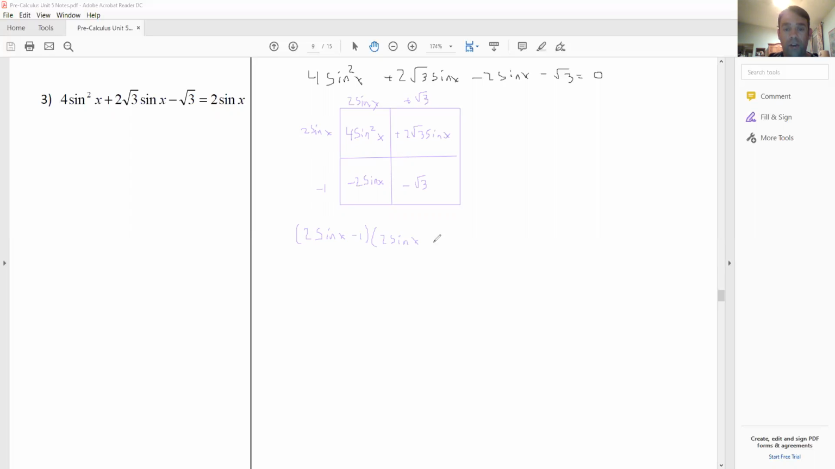So 2 sine x plus root 3 equals 0. All right, so it factors out really nicely. So now we get to go ahead and do our zero product property here. We set each factor equal to 0. So 2 sine x minus 1 equals 0, and 2 sine x plus root 3 equals 0.